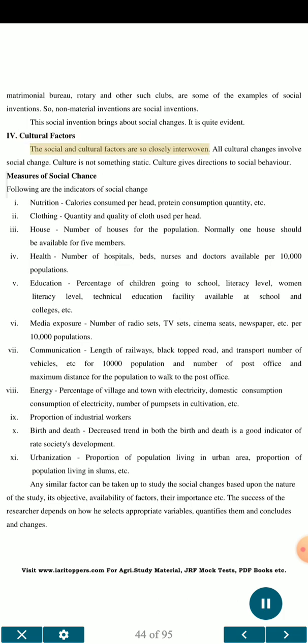IB. Cultural factors. The social and cultural factors are so closely interwoven. All cultural changes involve social change. Culture is not something static. Culture gives direction to social behavior. Measures of social change: the following are the indicators of social change.